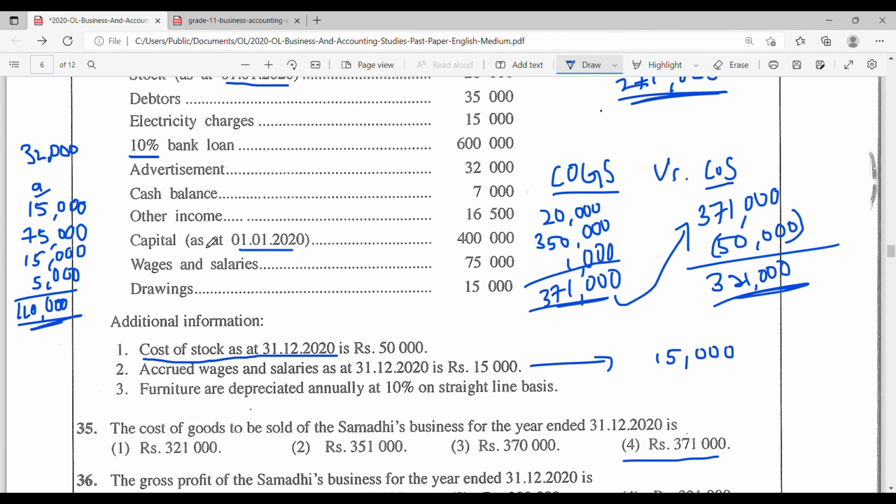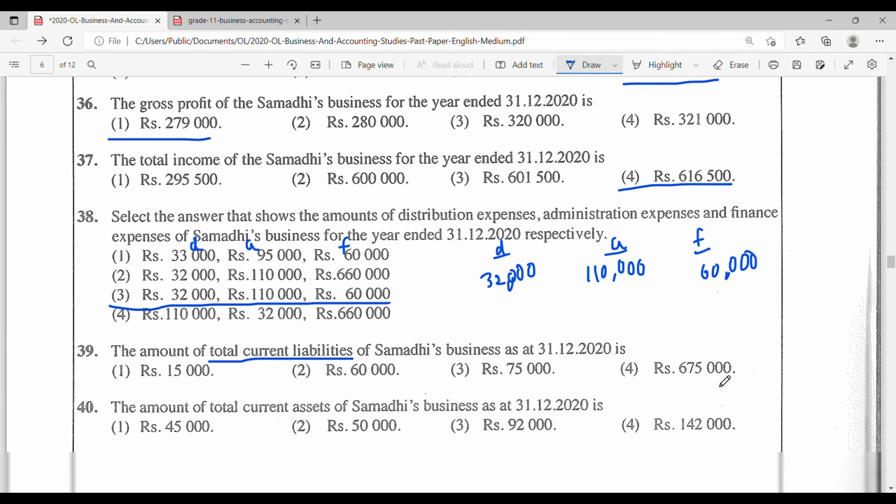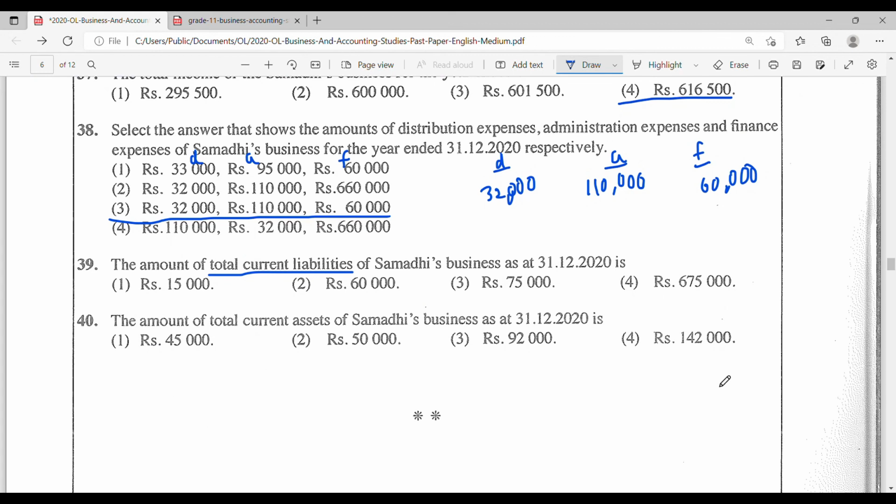So when you account for that, that will be an expense to profit and loss account and a liability. Why? It's still not paid. So that interest of 60,000 has to get added here as well. So your total current liability for the 31st December 2020 financial year will be 75,000, answer 3.